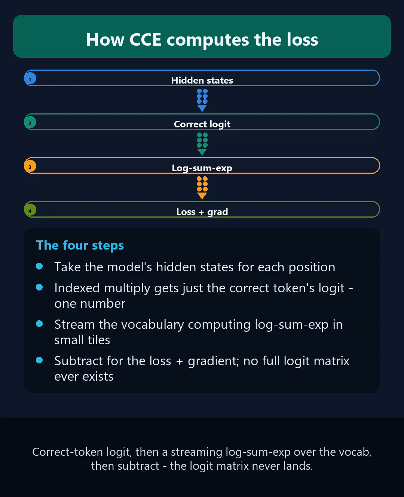Let's walk the computation. First, take the model's hidden states for each position. Second, do an indexed multiply to get just the logit of the correct token, one number, not the whole row. Third, stream through the vocabulary computing the log-sum-exp of all logits in small tiles, keeping only a running total. Finally, subtract to get the loss and its gradient. At no point does the full logit matrix ever exist in global memory.